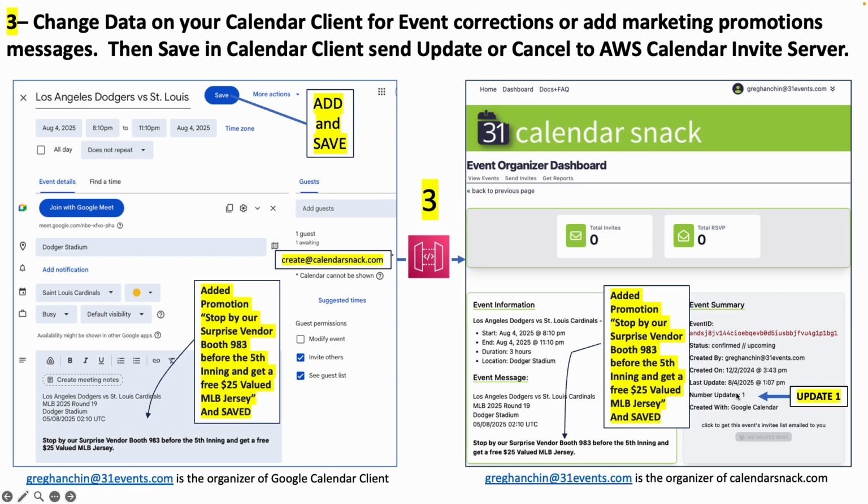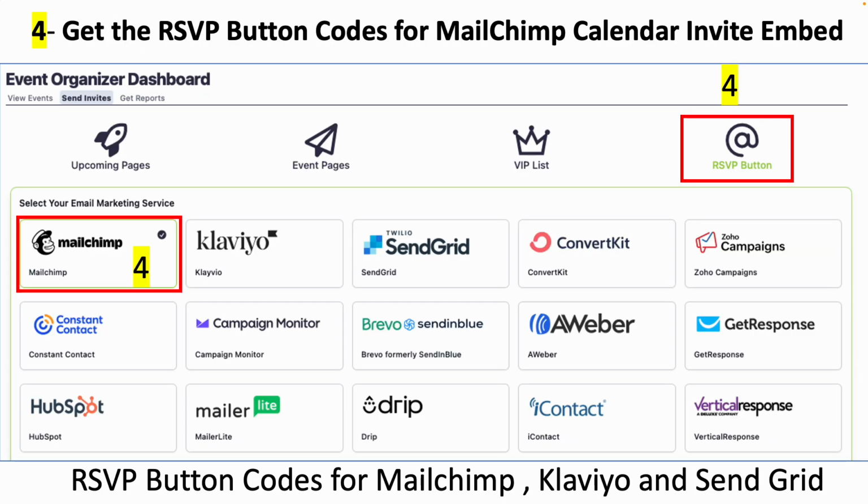So this is update 1. This is communicating with my dashboard, which is Greg Hanshin at 31 Events, the organizer of the Calendar Snack. So I just updated the dashboard simply by manipulating the data on my personal calendar invite used originally through the create at calendarsnack.com, talking to the gateway.